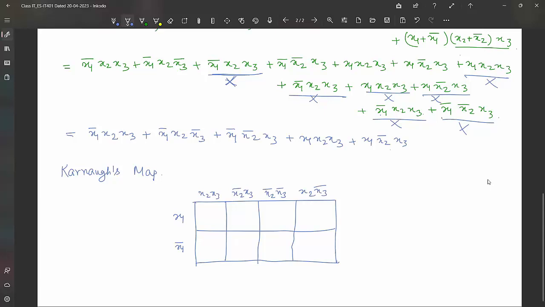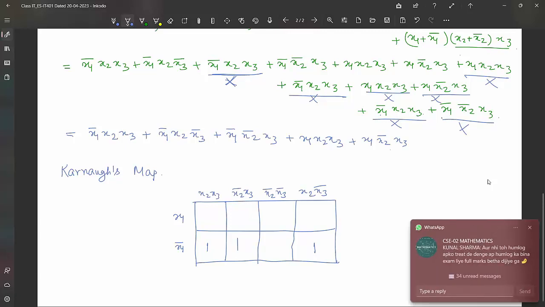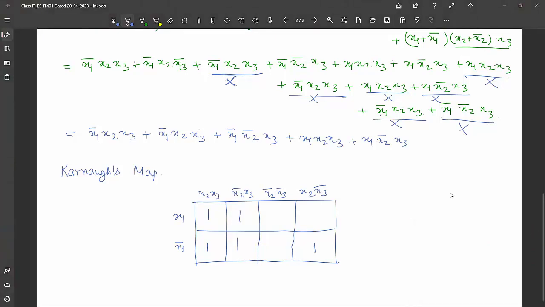After that, put the variable x1 bar x2 x3, that is 1, x1 bar x2 x3 bar, put 1, x1 bar x2 bar x3, put 1, x1 x2 x3, put here 1, and x1 x2 bar x3, put here 1. Okay, now you can see the pair easily. So this is the first pair, that means the first combination of two you can make. And from this expression, now tell me what is the term. Tell me.